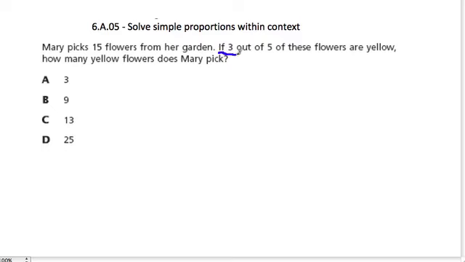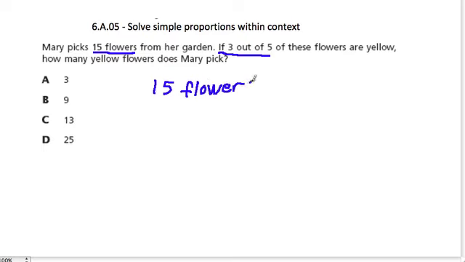Here we're told 3 out of 5, or some type of fraction, and then we have to figure out, based on this ratio, if we have some other number, here 15, how many of the other category will we have? So here, let me break that down. Mary picks 15 flowers from her garden. So we're picking 15 flowers.